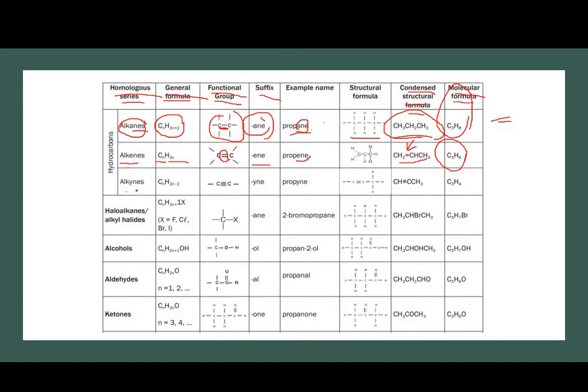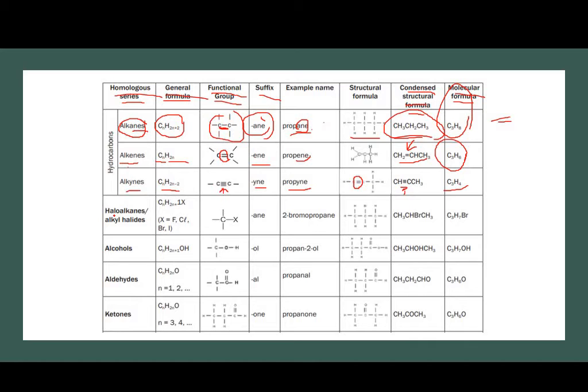Then we have alkynes. Alkynes have triple bonds between the carbon atoms, as you can see in their functional group. And then their general formula is CnH2n minus 2. And then they have the suffix of YNE. The name is going to be propyne to indicate that it is an alkyne. And also they contain the triple bond between the adjacent carbon atoms. And then this is the condensed structural formula for propyne and also the molecular formula.